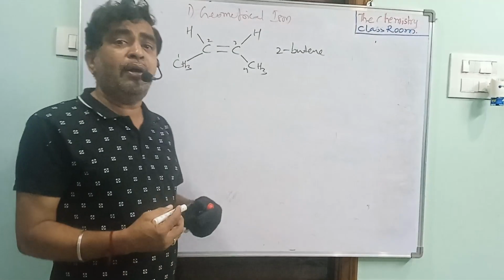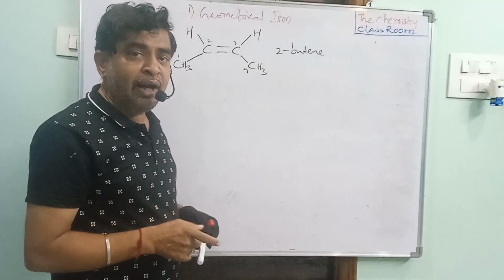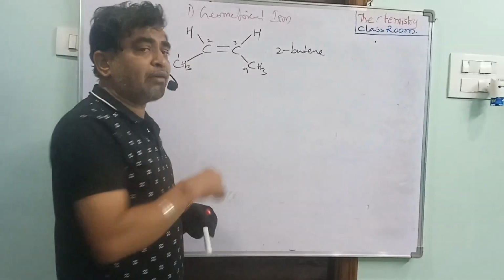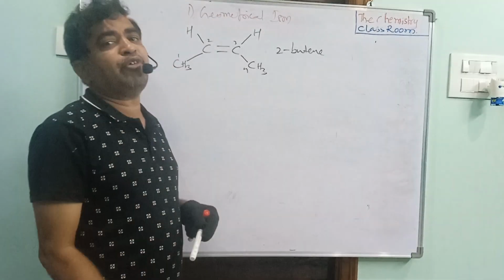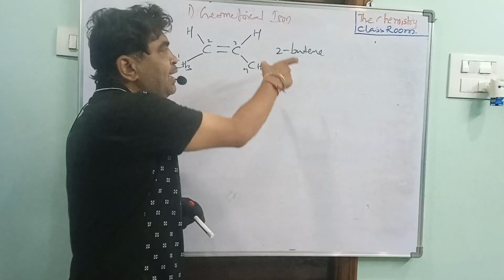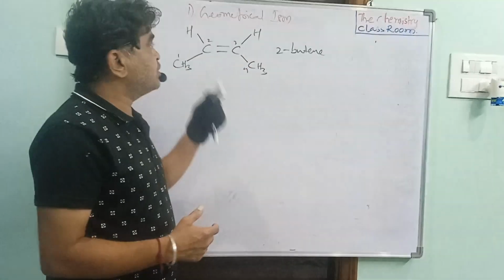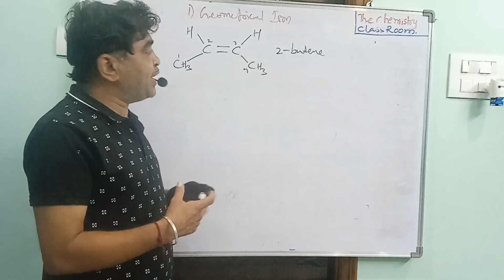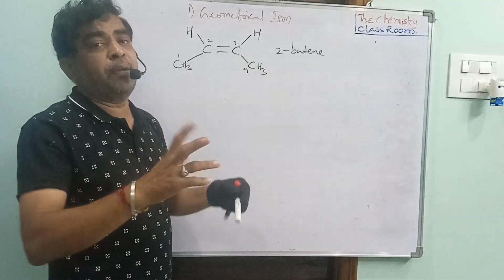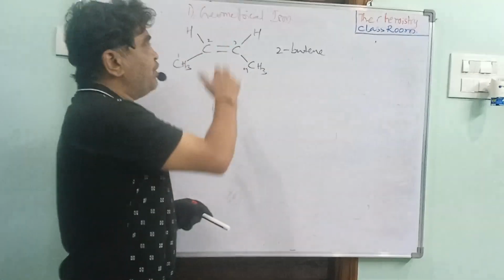It fulfills the conditions. So what are the conditions? The first is that there should be a double bond, and the second is that the two groups on each carbon are not identical. Then only it shows geometrical isomerism. These two conditions are fulfilled by 2-butene, so it shows geometrical isomerism. Based on the spatial arrangement, the geometrical arrangement, they differ.